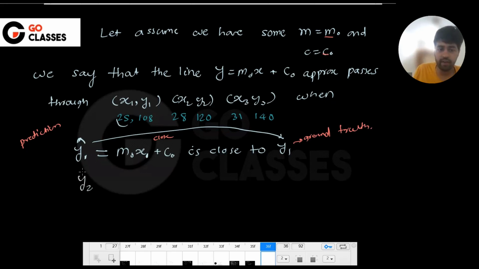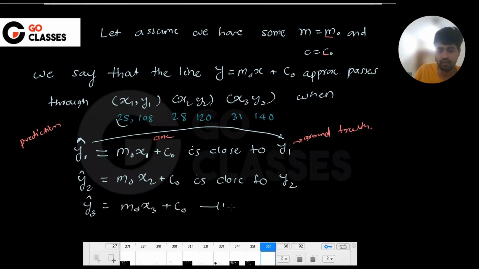Then similarly, we can have y2 hat is equal to m0 x2 plus c0, again close to y2. And similarly for y3. So y3 hat is equal to m0 x3 plus c0, and then y3. Is this okay? So we'll compare the predictions for a given model m0, c0 with the y, right? Yeah, so now exactly this closeness is basically we are computing the error now, correct?